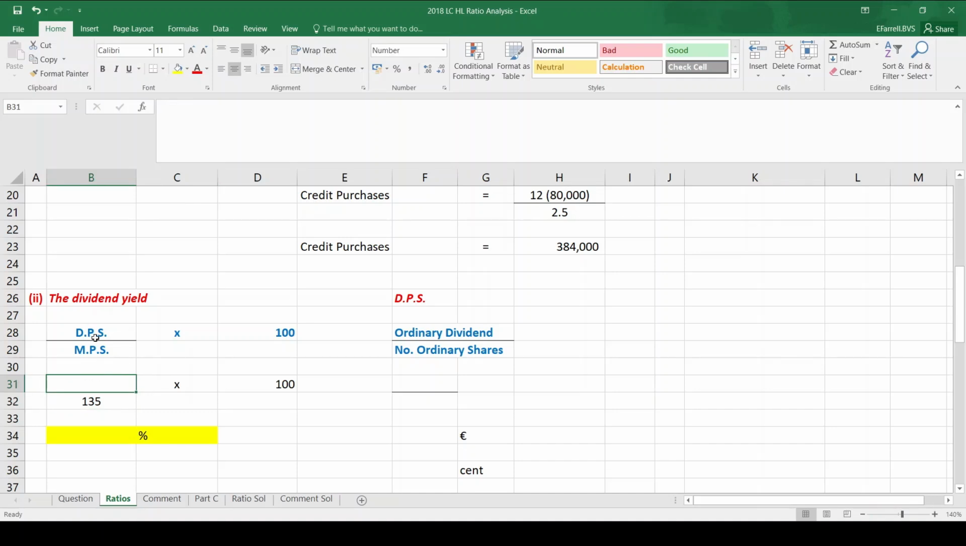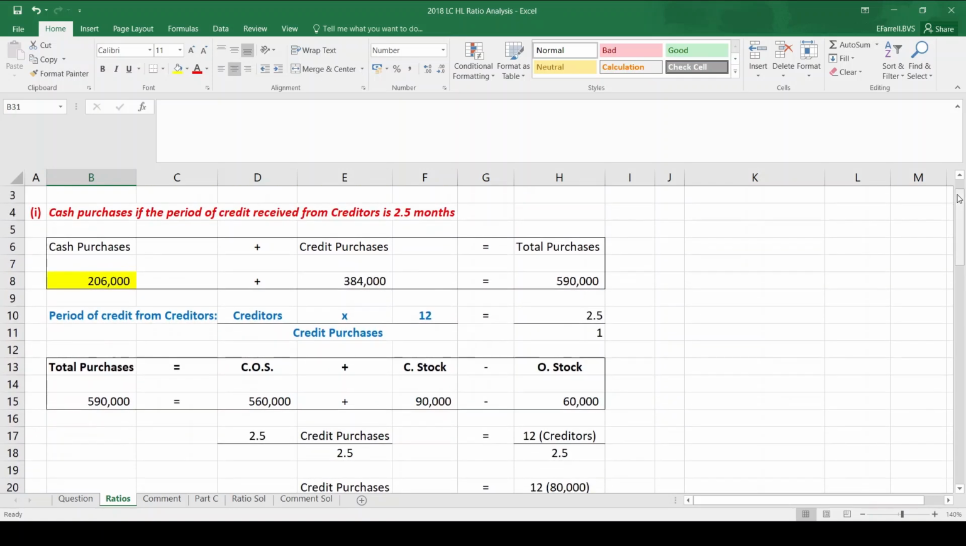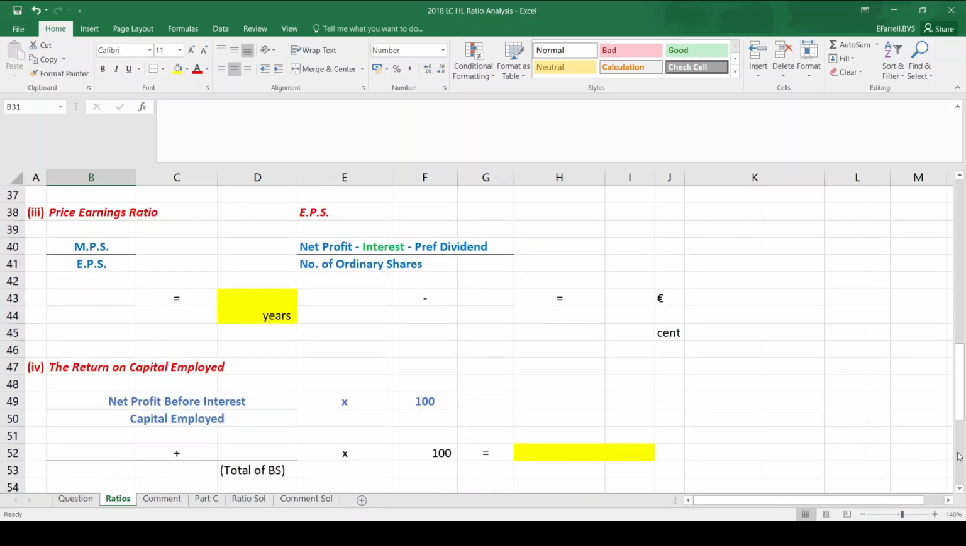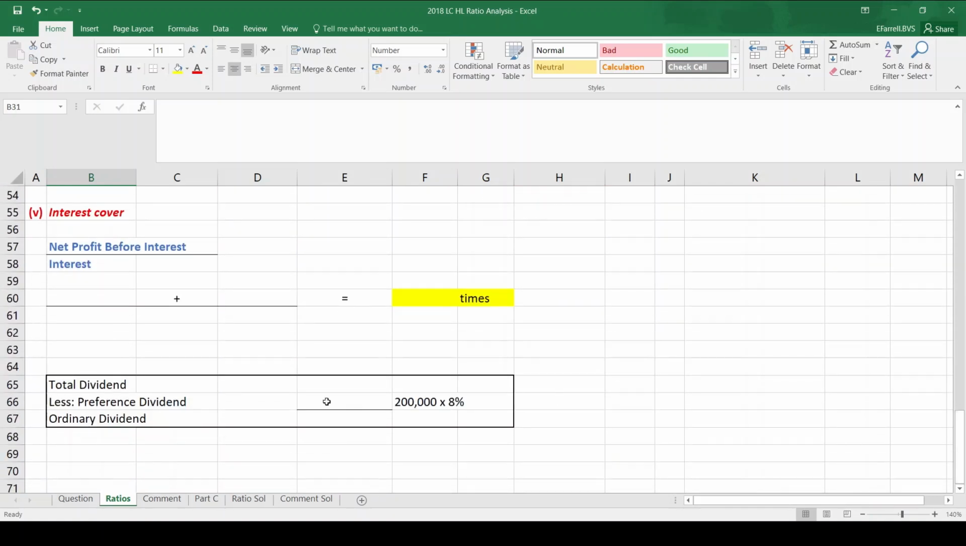Now I need to get the dividend per share. Unfortunately, to get dividend per share, we need to do another ratio, because the formula for dividend per share is ordinary dividend over number of ordinary shares. At this stage, I would usually divide out my dividends. Sometimes I do it at the very start. You can do it at the start of the question, or you can just do it when you need to here.